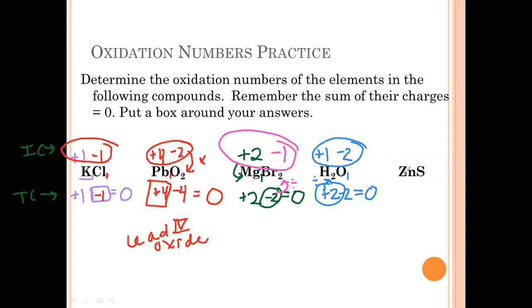And then in the last one, zinc and sulfur. Zinc is always +2. I only have 1 zinc, so times 1 is +2. To equal out to 0, sulfur would be -2, and I only have 1 of those, so -2. +2 and -2 are my answers. Probably.